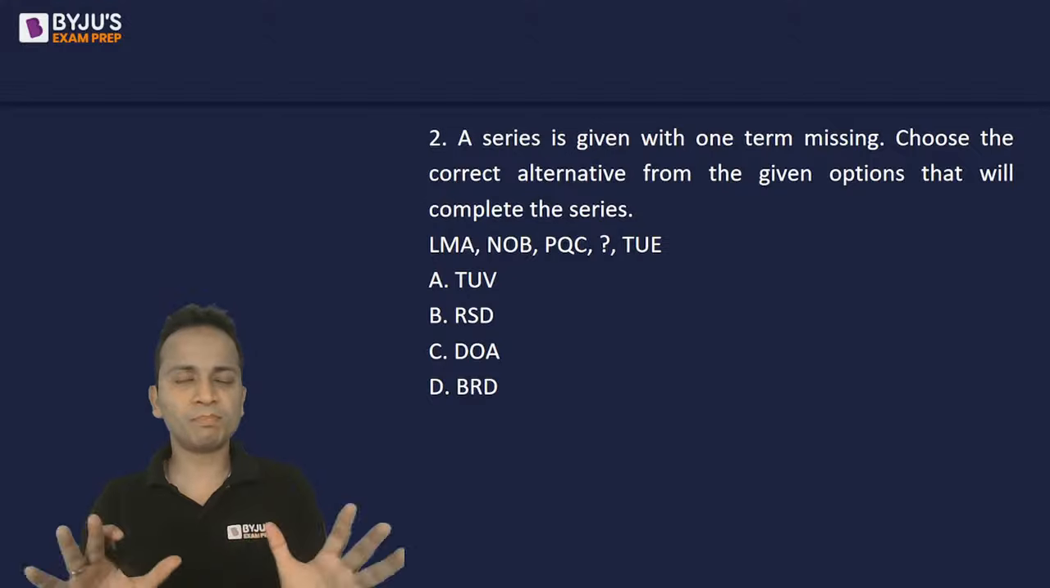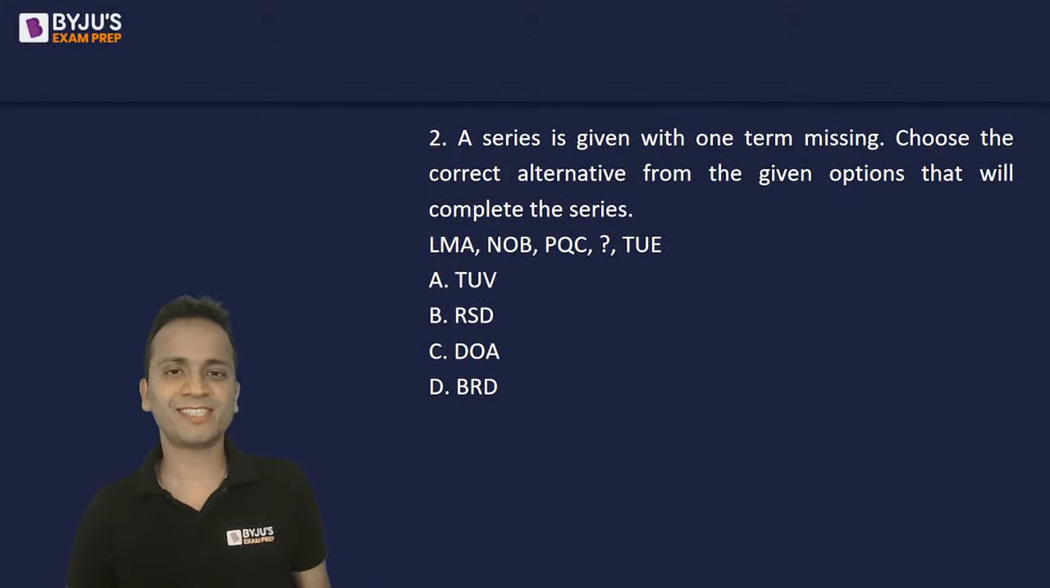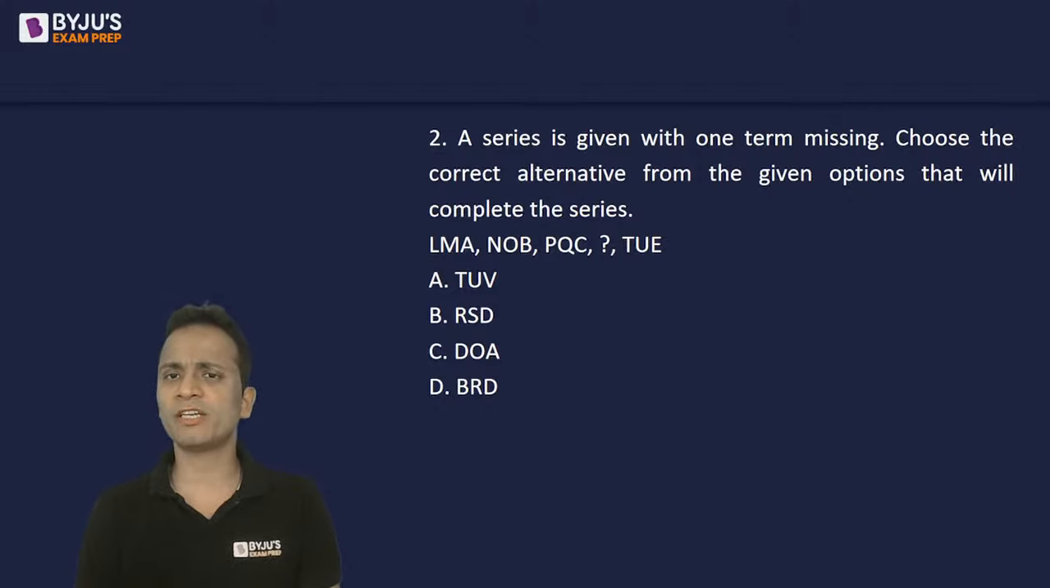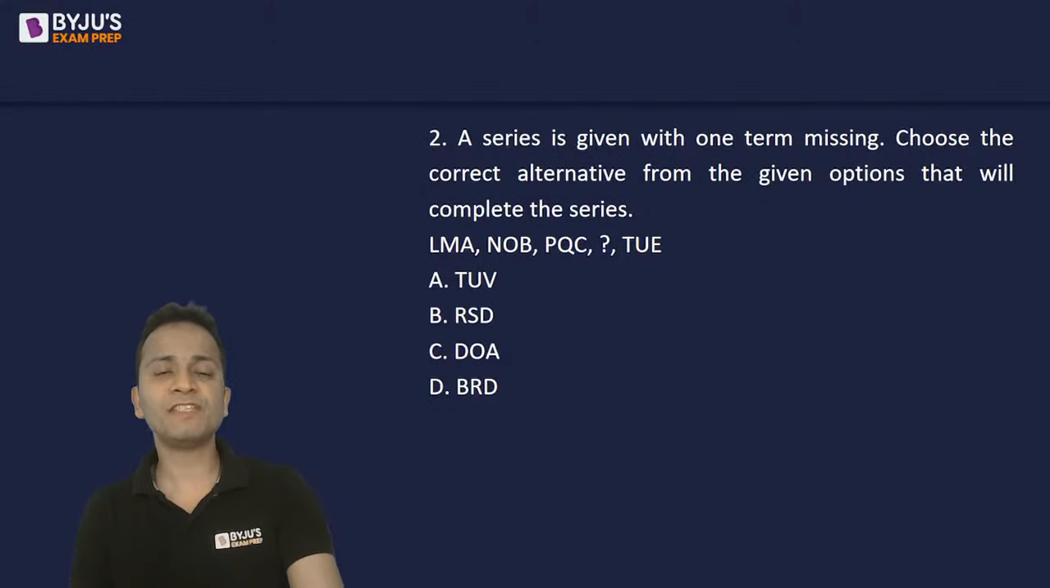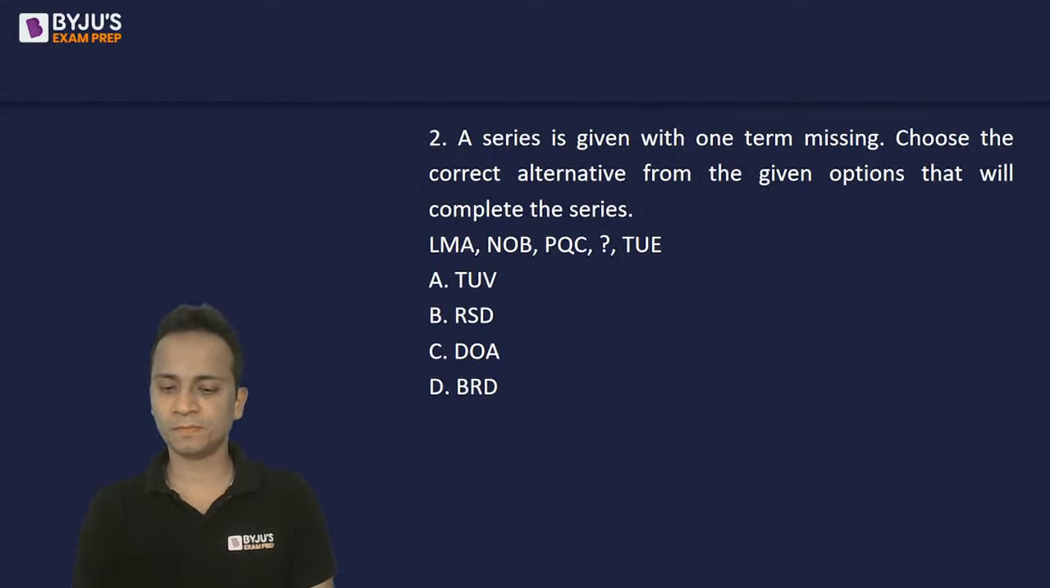We are just warming up with some easy questions. Now this is a series having alphabets. A series is given and one term is missing. Again, choose the correct alternative from the given options that will complete the series. You should not be taking more than 15 seconds to answer this.